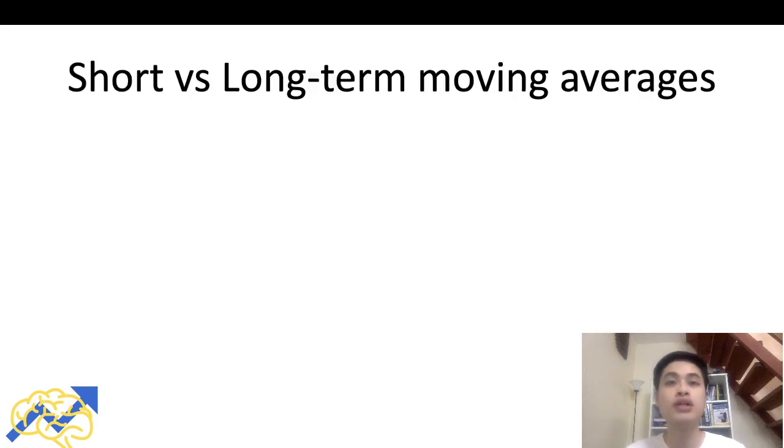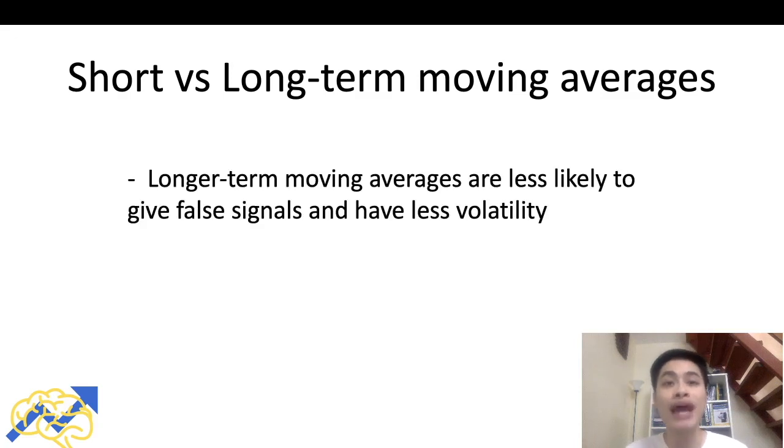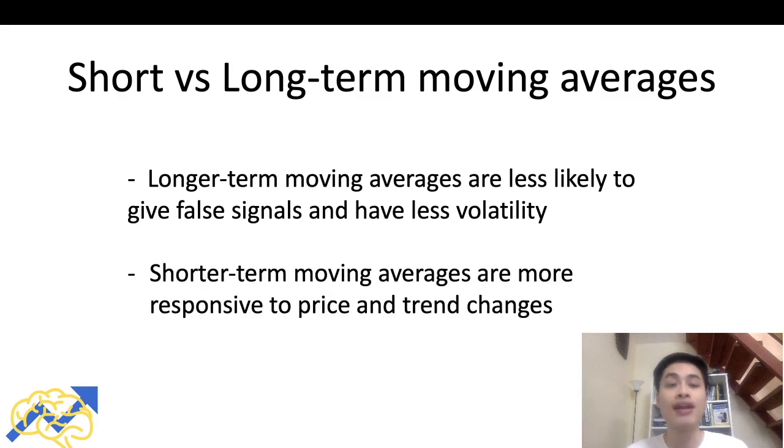While there are less fluctuations and volatility in a longer term moving average as compared to a shorter term moving average, the longer term moving average also responds slower to price and trend changes, which means that it has a greater degree of lag compared to the shorter term moving average. So there is a trade-off between using a longer term moving average and a shorter term moving average. On the one hand, a longer term moving average is less likely to give false signals and has less volatility compared to a shorter term moving average. But on the other hand, a longer term moving average is also slower in picking up price and trend changes.